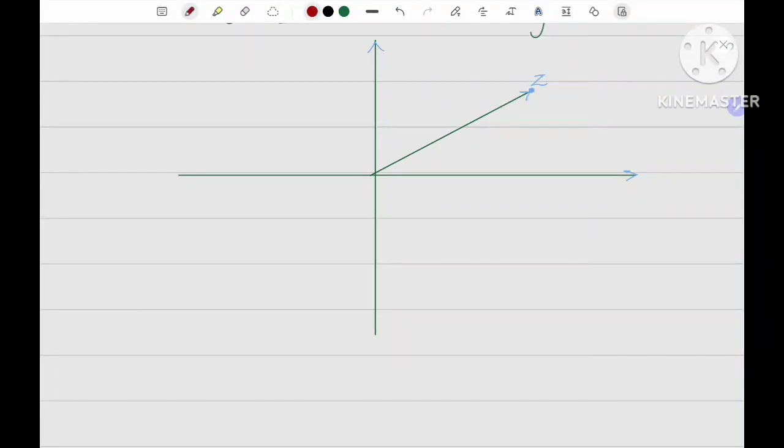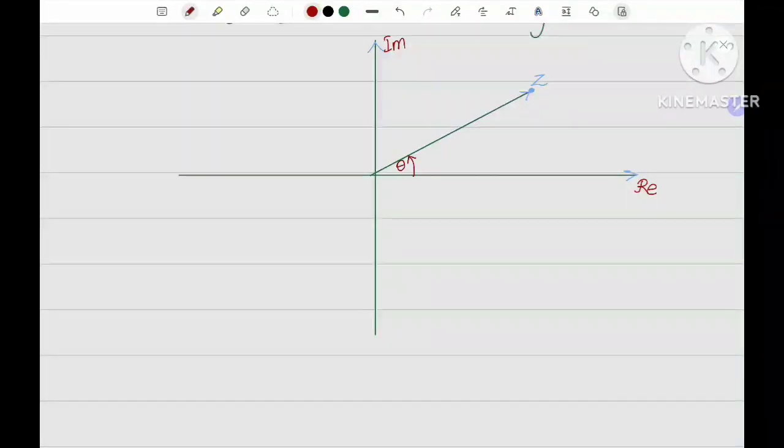So what is the argument of this complex number z? The argument of this complex number is basically this angle, right? So if this is theta, then the argument is basically reaching this vector by rotating the positive real axis in counterclockwise direction. Then I will write a positive sign with the argument, and if I rotate it in clockwise direction, then I will write a negative sign with the argument.